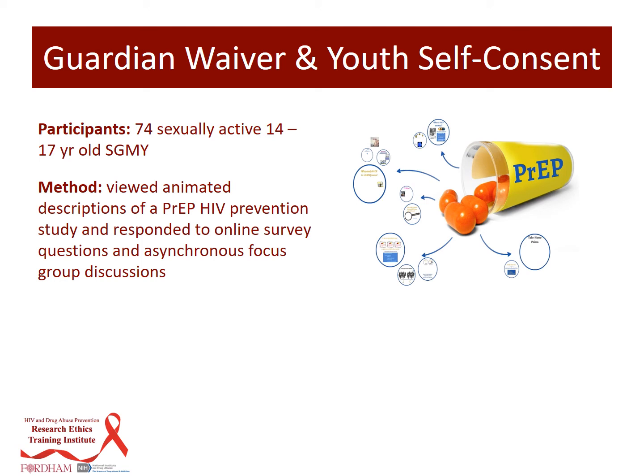was we presented them. We had 74 sexually active 14 to 17-year-olds. They viewed animated descriptions of a PrEP HIV prevention study and responded to an online survey. It was anonymous, but we also did asynchronous focus group discussions, which were fantastic. I don't know if any of you have ever done that, but in the morning, you present a couple of questions and then they type in answers during the day, and they can respond to one another. It's like a chat room kind of, and you always have a monitor, and then in the afternoon you present more of your questions. So it was a way of doing a focus group anonymously with sexual and gender minority youth.